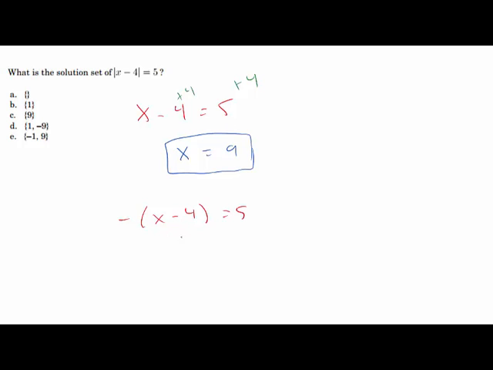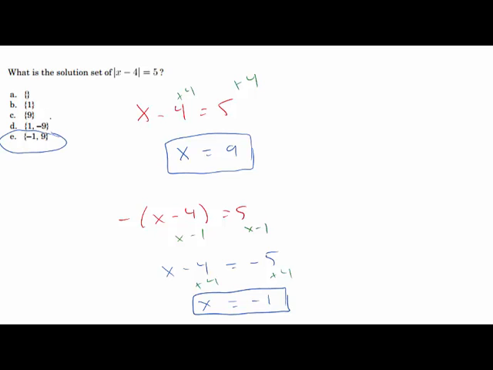Let's try to solve the second equation, and you multiply both sides by -1, and you get x minus 4 equals -5. And then you add 4 to both sides, and we get x equals -1. So there's two answers, 9 and -1, and we see that it's E.